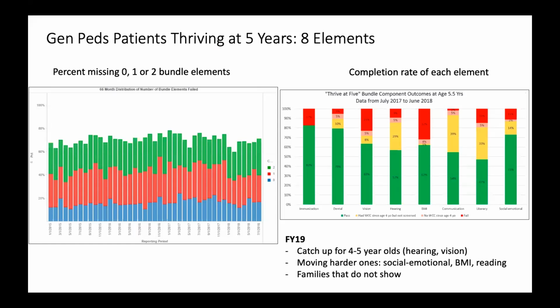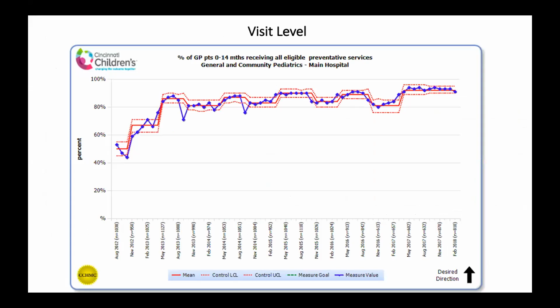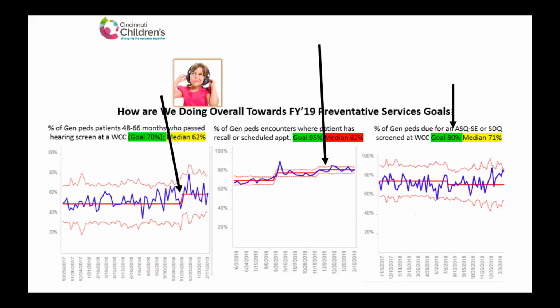And then we have to catch up if we're not able to do it in order to have kids be ready for school. This is the control chart at the visit-based level. So we're now close to 100%. If you come to the visit, do you get everything that's necessary? But of course, we're very interested in the people that don't visit and how we could do that.